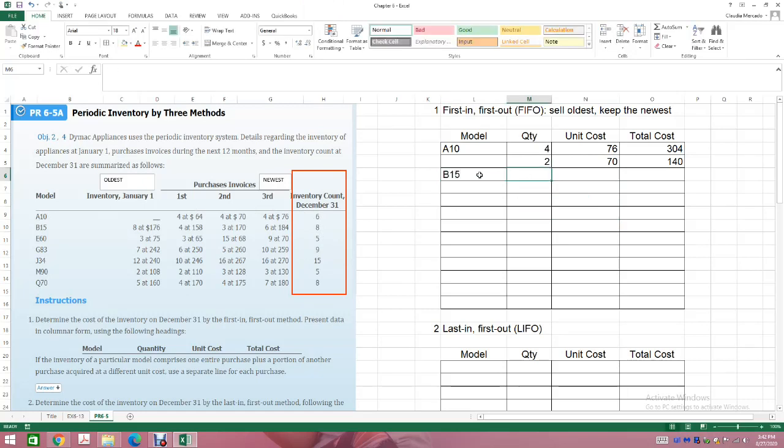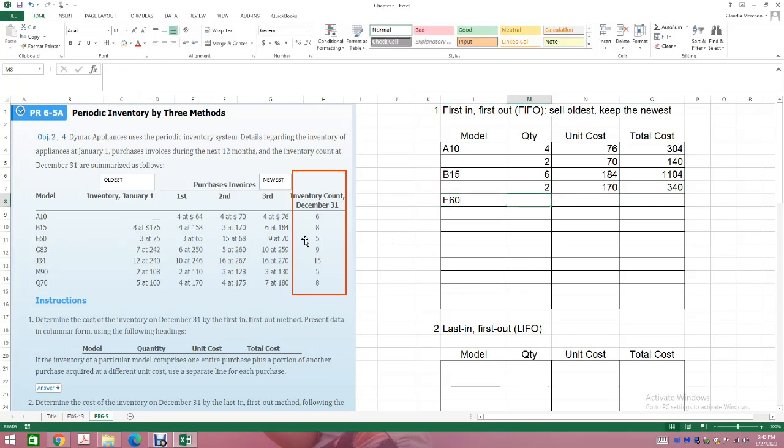This is B15. For B15, I'm keeping 8 of my newest. My newest is this one. I've got 6 at 184, which is 1104. So I have 8 remaining, and I'm going to keep 6 at 184, my newest. Then I move on to my second newest, and I need 2 more from this batch to complete my 8. That's 2 times 170, which is 340.